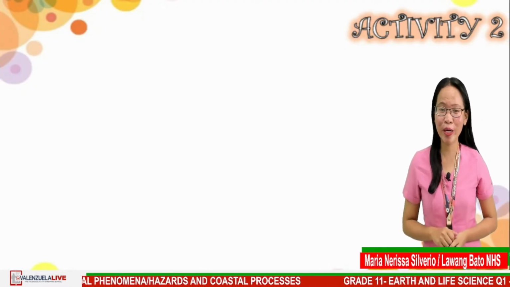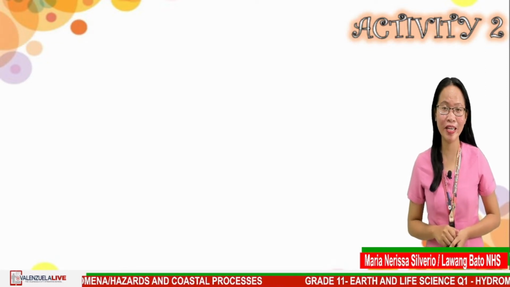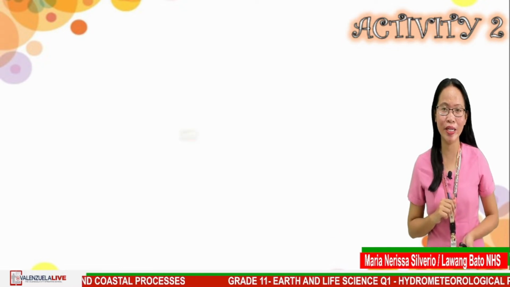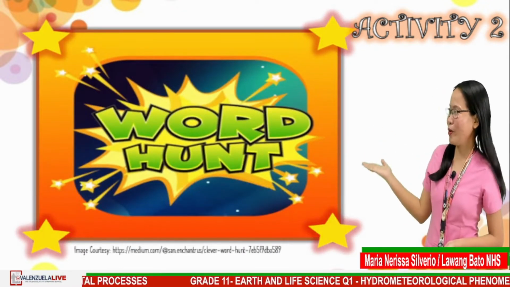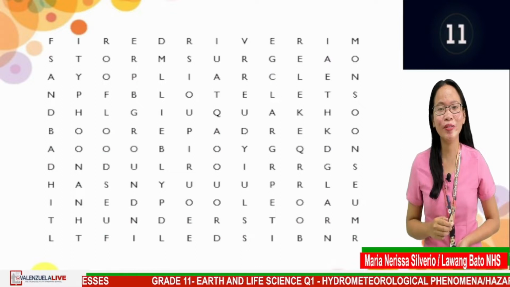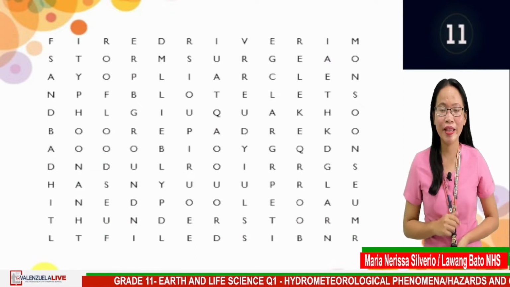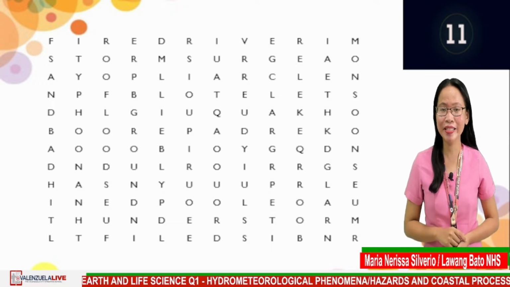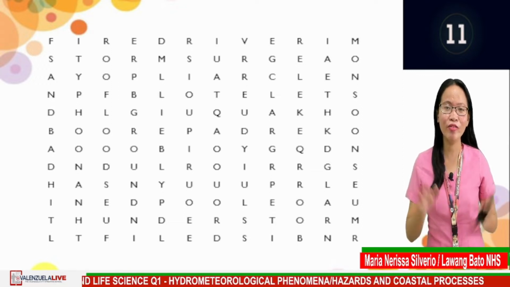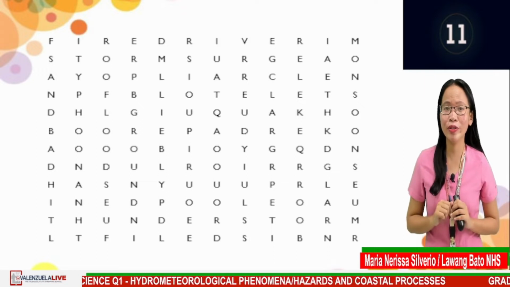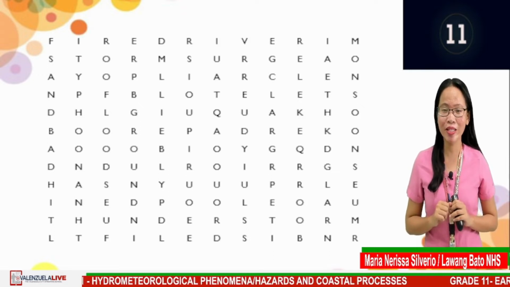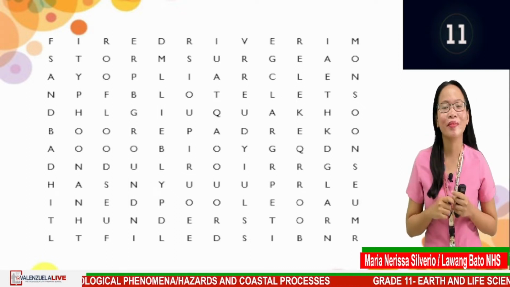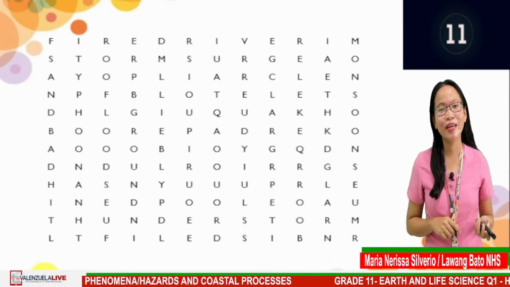Are you familiar with the different hydrometeorological hazards? Let's find out by doing the second activity, which is the word hunt. What you need to do is to search for the words that are related to hydrometeorological phenomenon and its hazards. You only have 10 seconds to look for these words. You may place your answer on our comment section. Are you ready? Timer starts now.